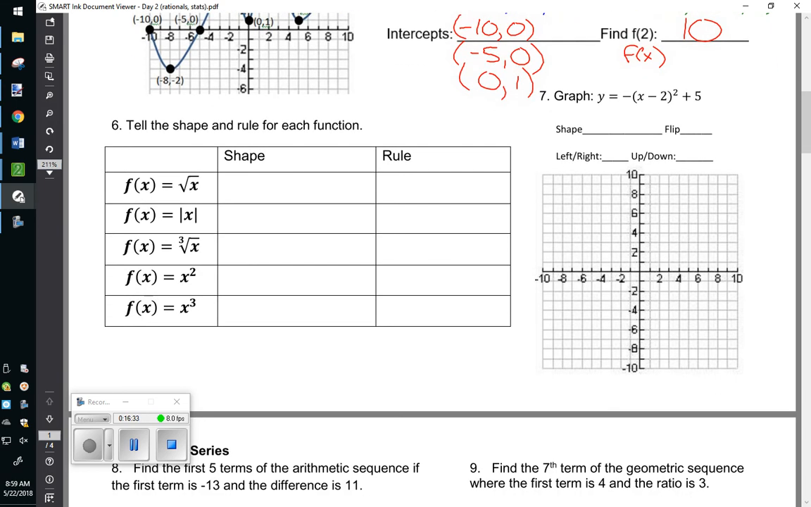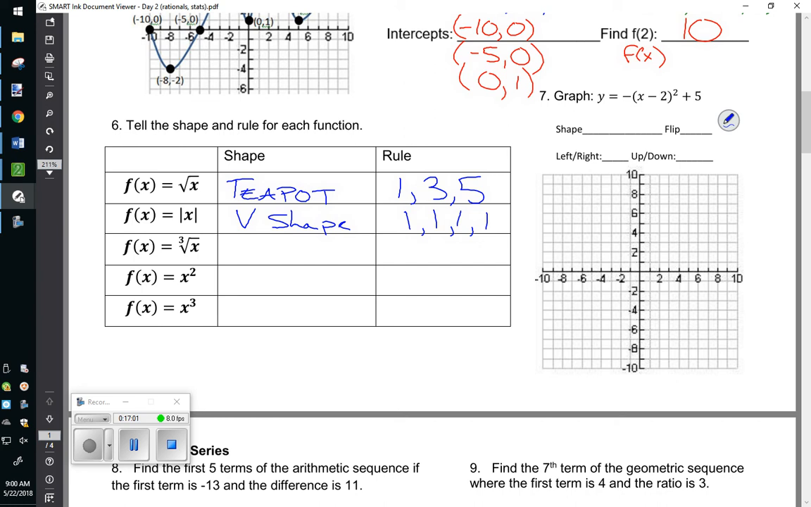All right, we just did this a second ago. Let's do it again. Square root, what's the shape that we call the square root? Teapot is square root. X, regular X is a line. This is square root, so that's teapot. My rule for that is 1, 3, 5. Next one's absolute value. Absolute value gets you a V shape.